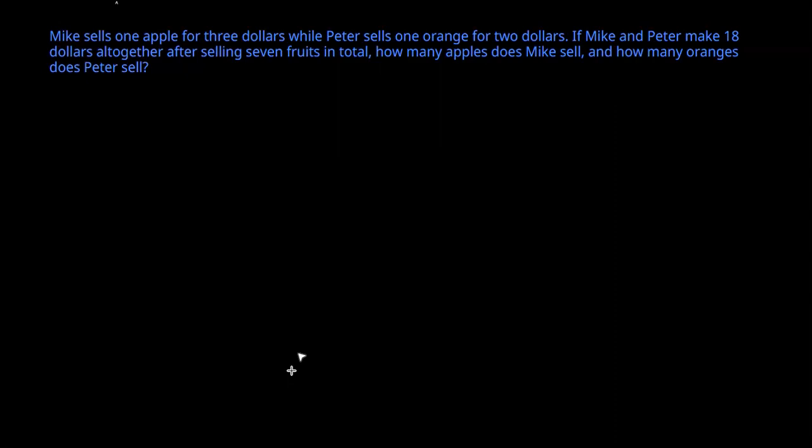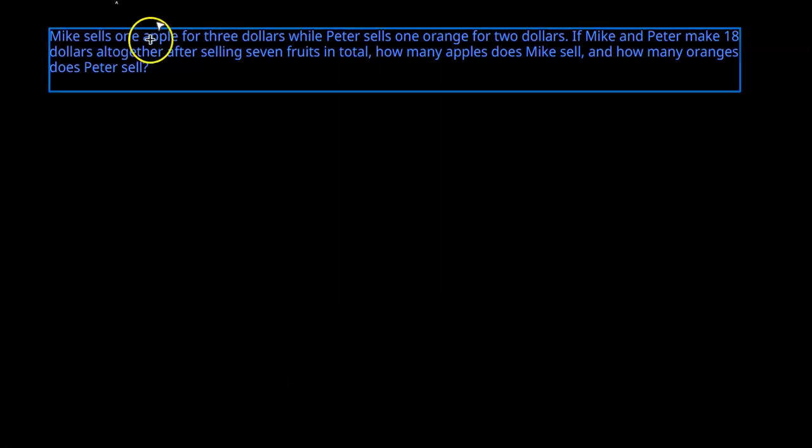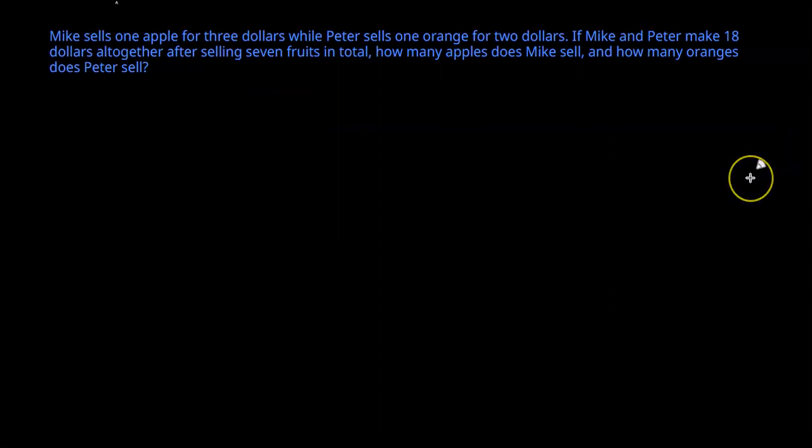So in order to solve this problem, we first have to relate the amount of dollars that Mike and Peter sold. So we know that Mike sells one apple for $3, right? So we can do 3x, that's our first expression, but now we have to do plus something so that we can make that equation equal to 18.